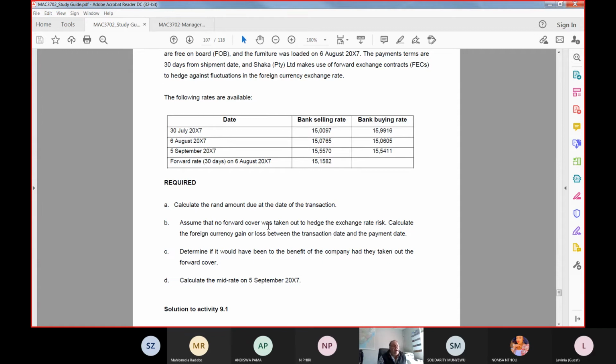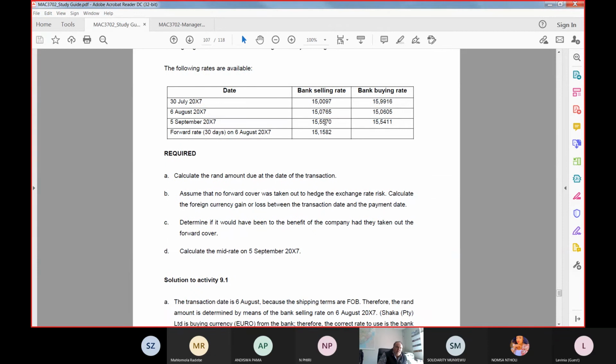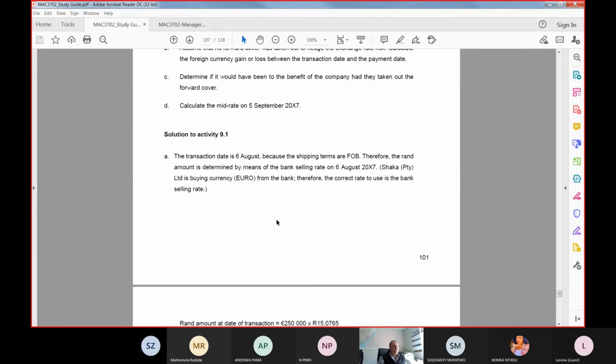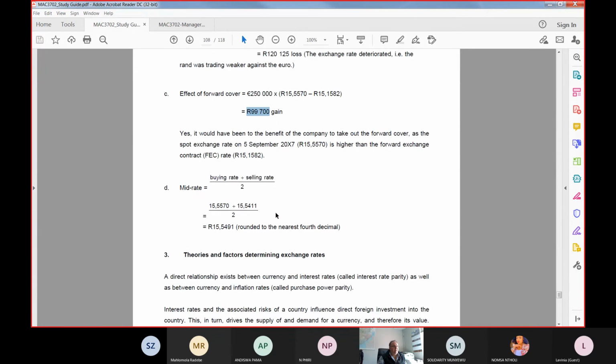But here is your answer. Later on, you will see how we calculate the FEC rate, by the way, by way of inflation or interest rate. Okay? Moving forward.